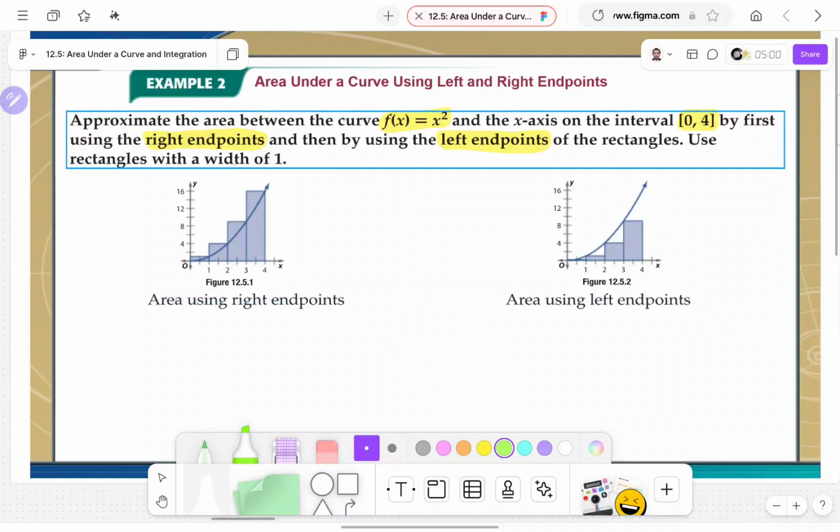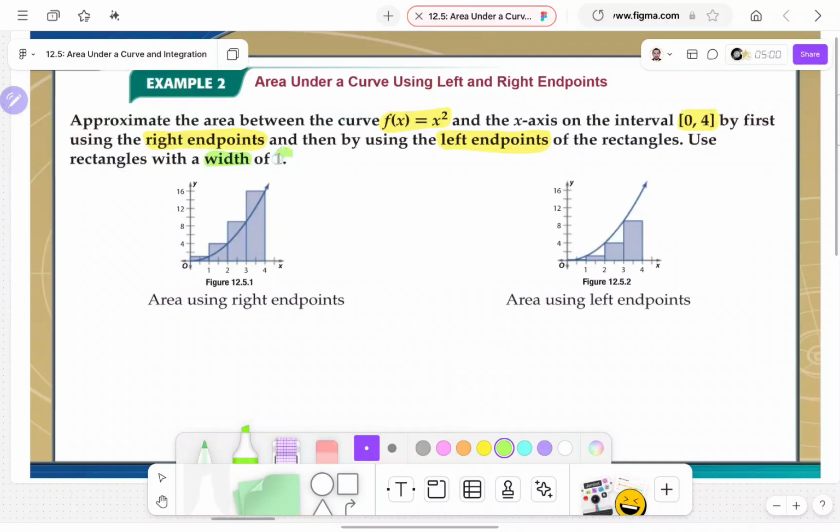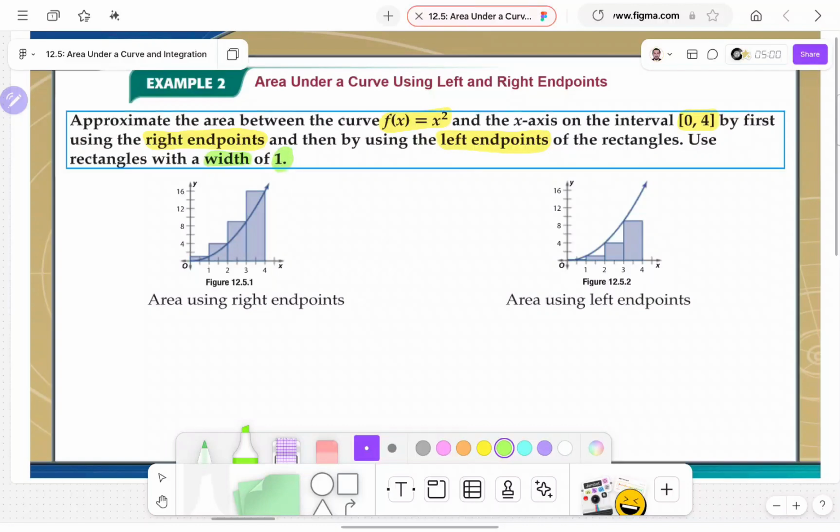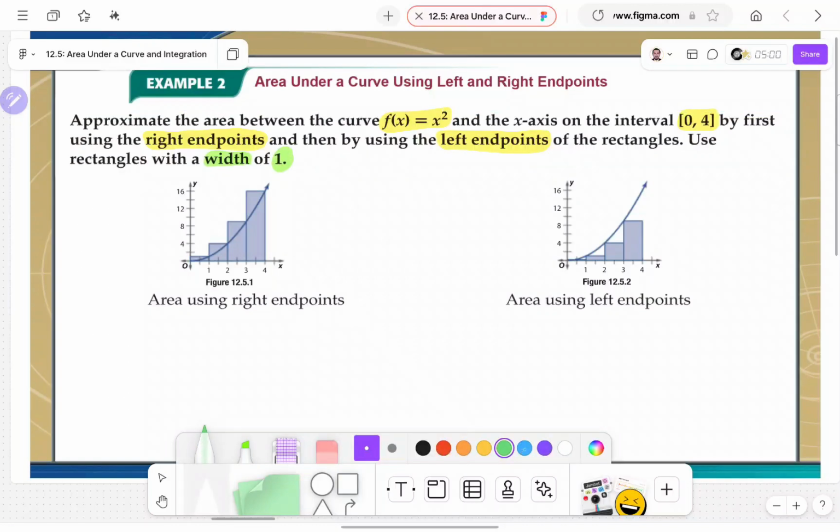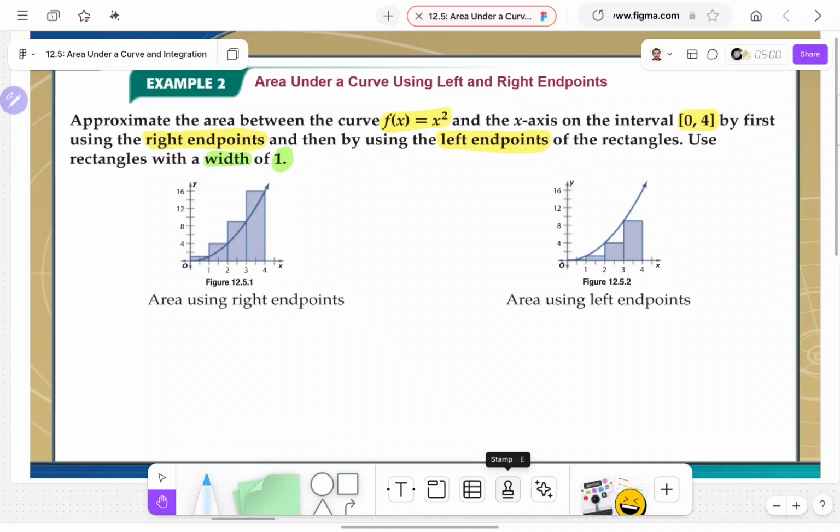See what's mentioned here. The width is equal to what? 1. So the width of the rectangle is always equal to 1. So you don't have to bother looking or searching for the width. Now let's find the area using the right endpoint.